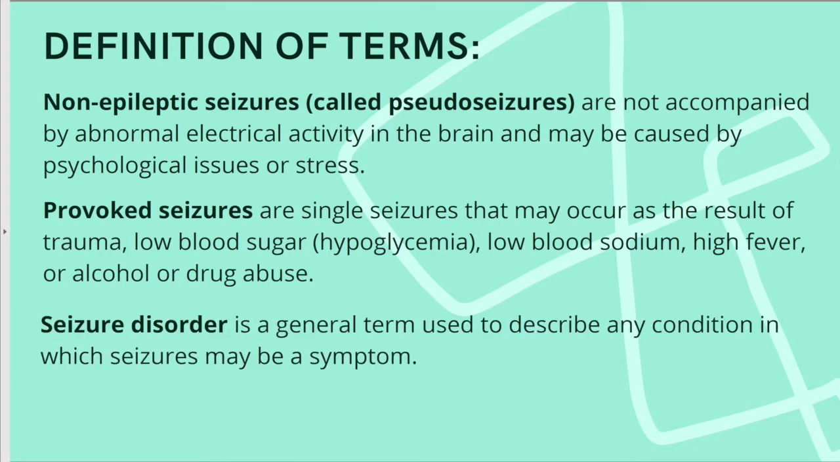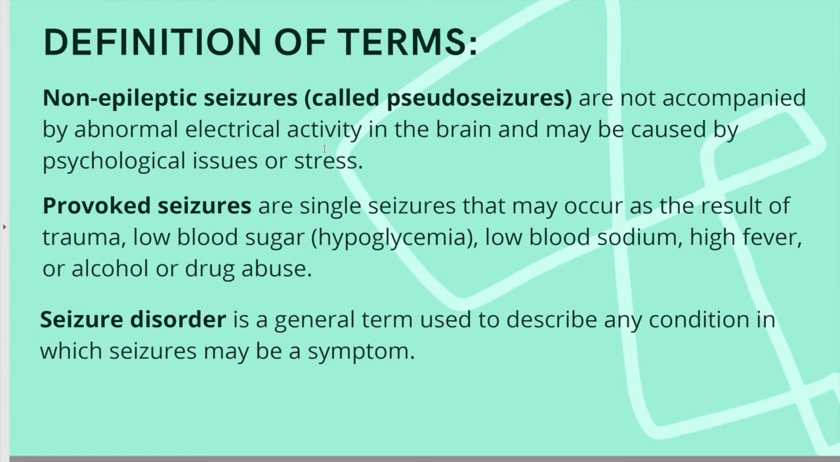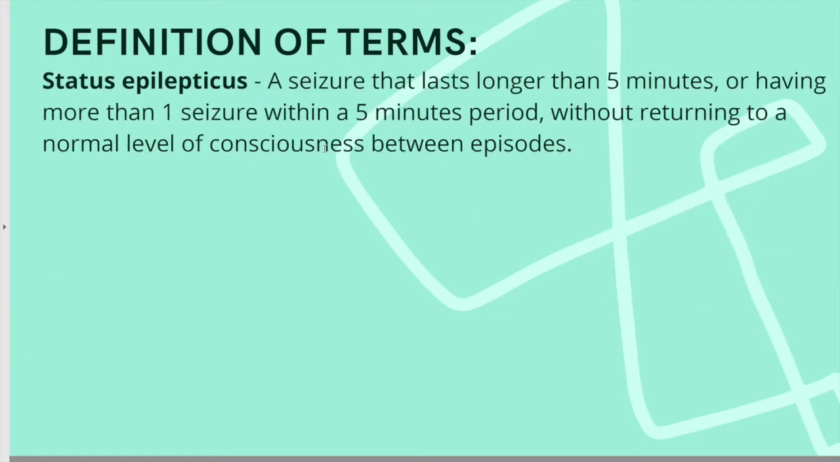Next is seizure disorder. It is a general term used to describe any condition in which seizures may be a symptom. Next is status epilepticus. This is a seizure that lasts longer than 5 minutes, or having more than one seizure within a 5 minute period without returning to a normal level of consciousness between episodes. So this is actually a medical emergency that may lead to permanent damage or death.